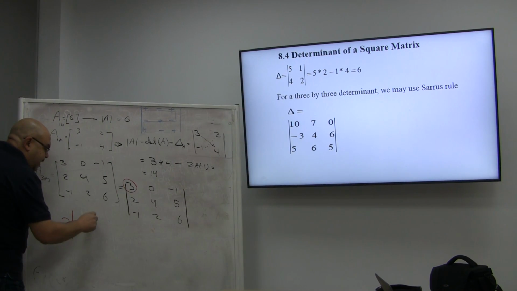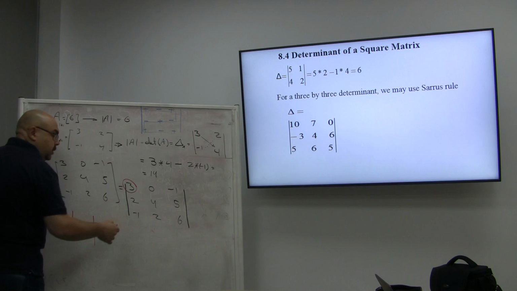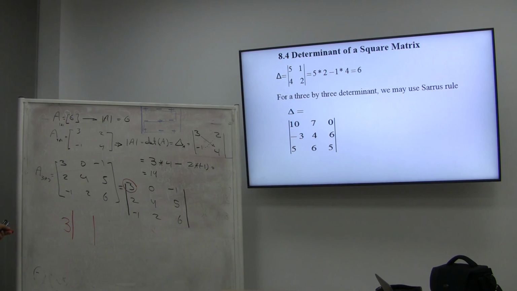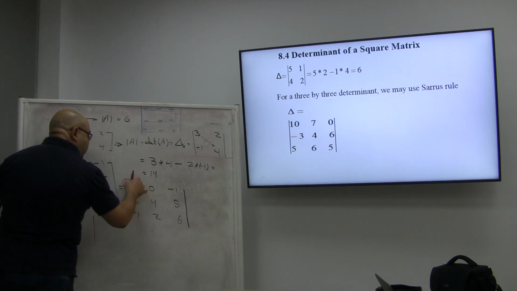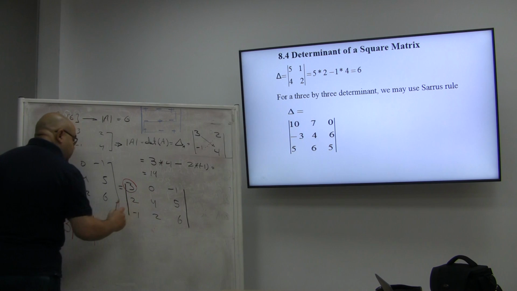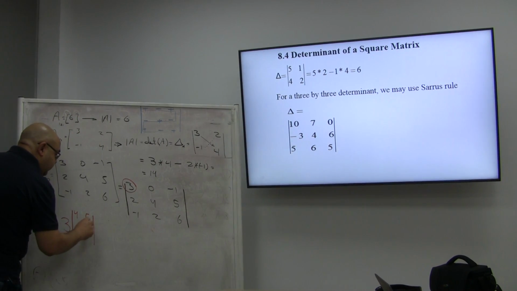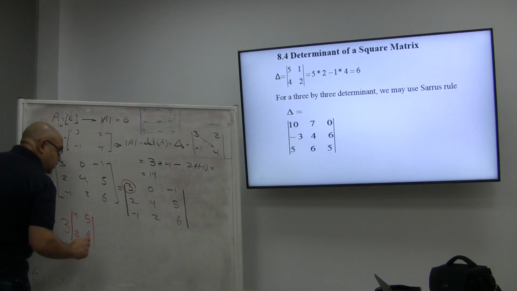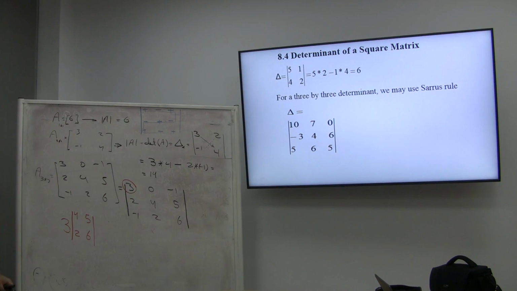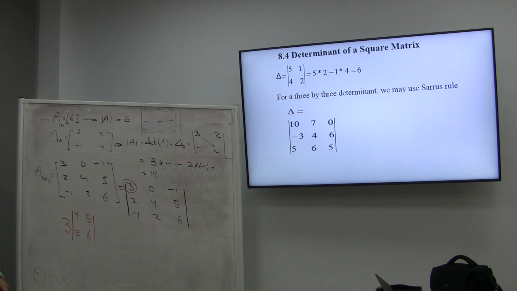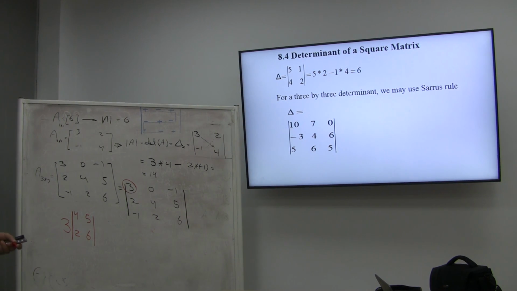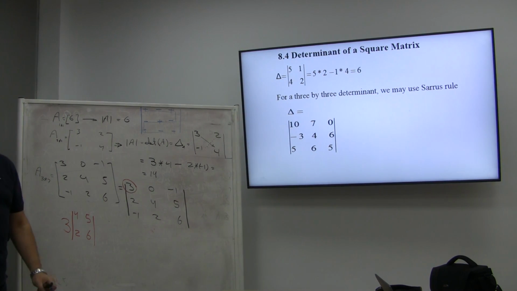Then I will eliminate the row and the column that intersect at this number. So I will eliminate the first row and the first column. What's the remainder that you will find? 4, 5, 2, and 6. We call this value a cofactor. Generally, we call it a cofactor or a minor.